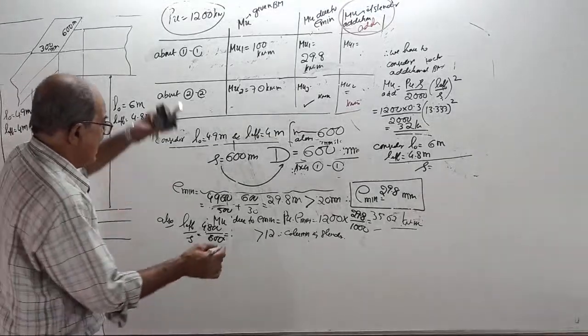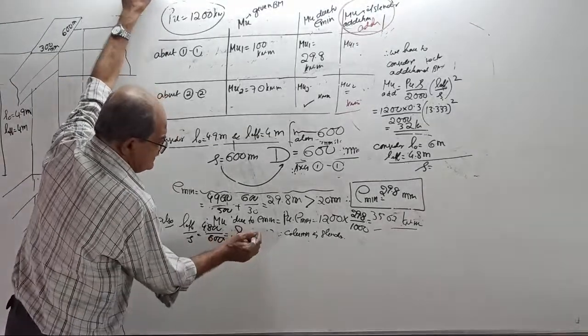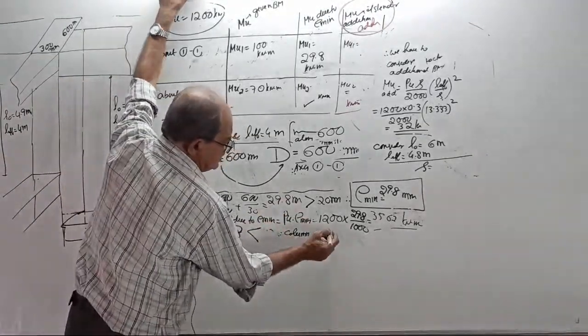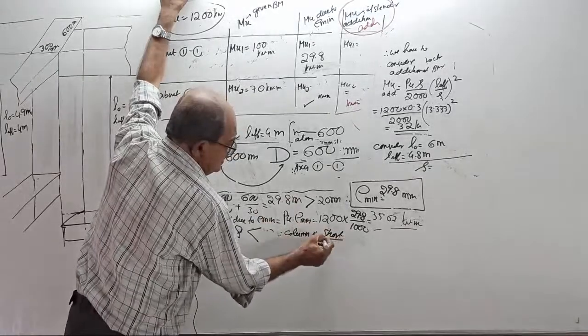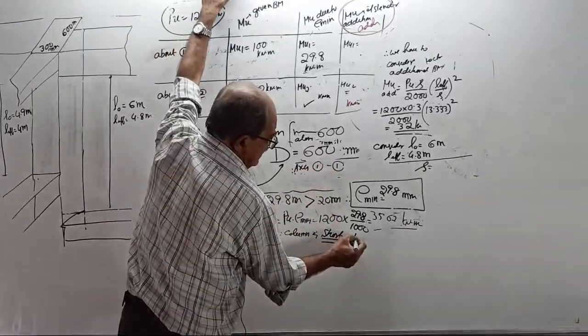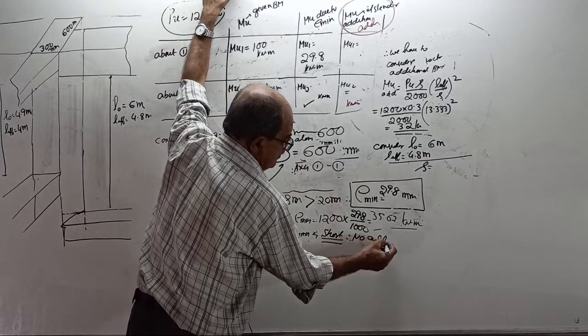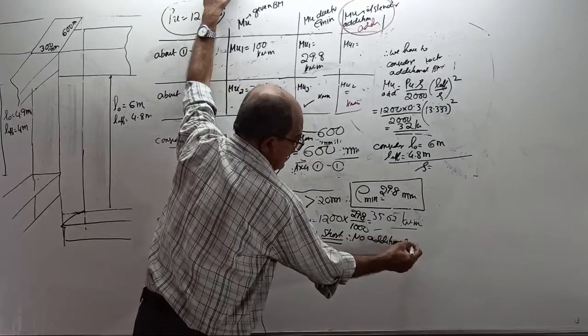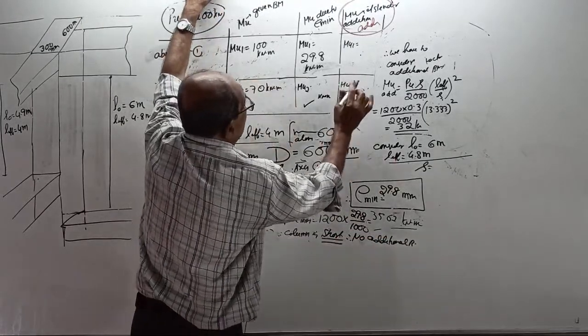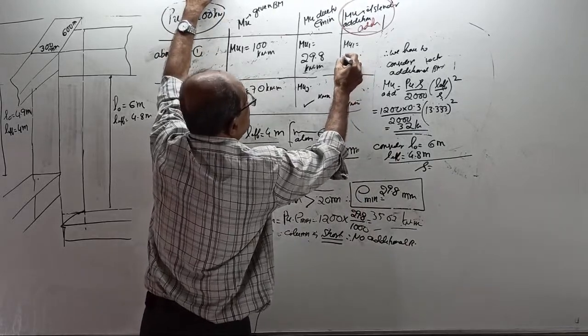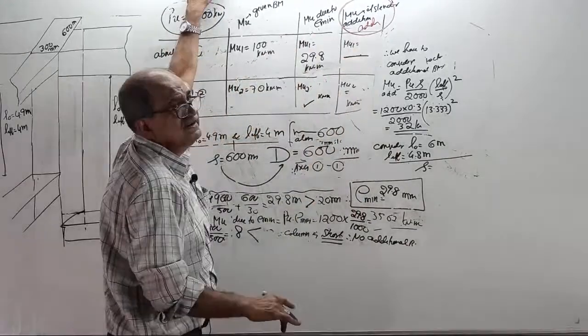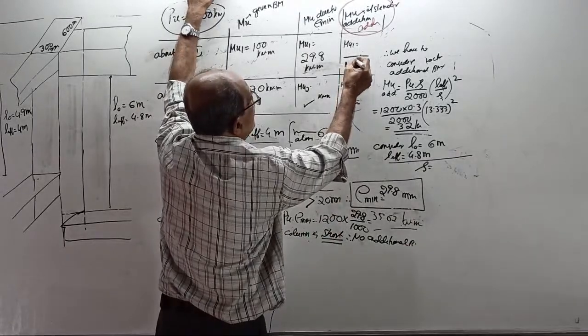See, it came 8, which is less than 12. So the column is short. Column is short. Therefore, write no additional BM. So for this one, Mu1, additional BM is no, dash. Why dash? Not there.